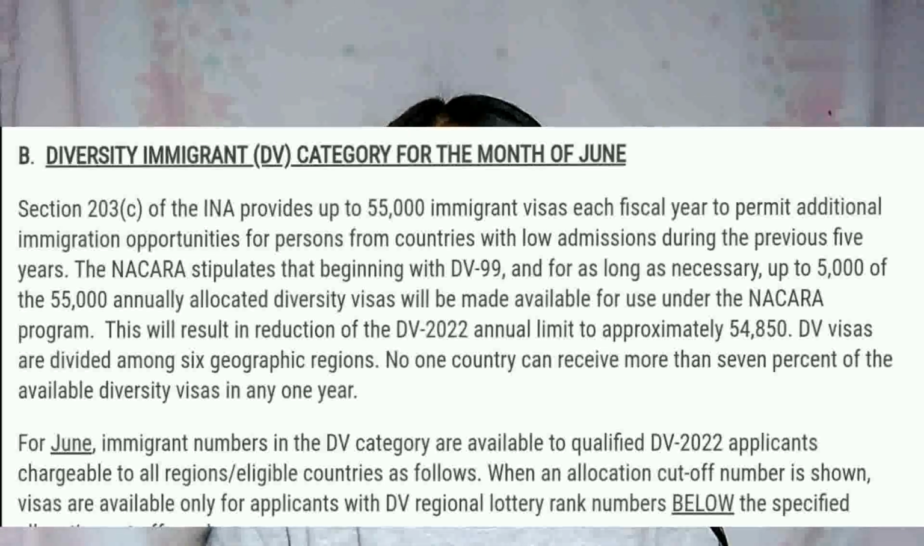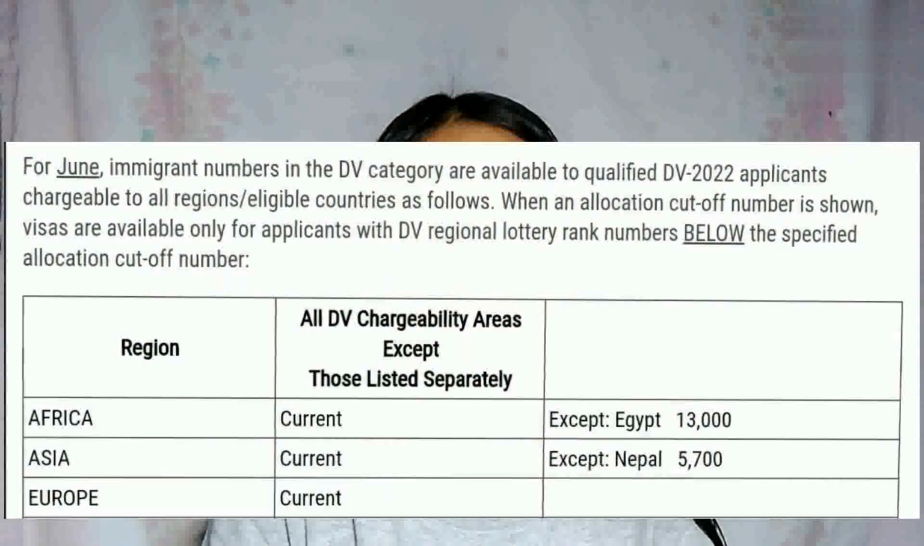For June, immigrant visas in the DV category are available to qualified DV 2022 applicants chargeable to all regions or eligible countries as follows. When an allocation cutoff number is shown, visas are available only for applicants with DV regional lottery rank numbers up to the specified allocation cutoff number. There is the immigrant DV category for the month of June chart.